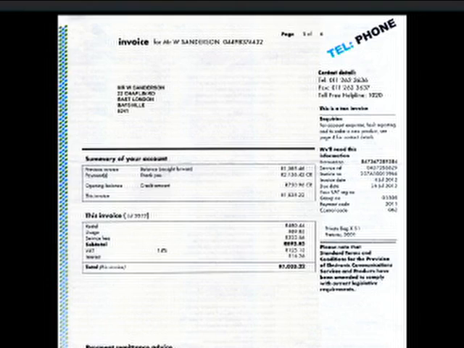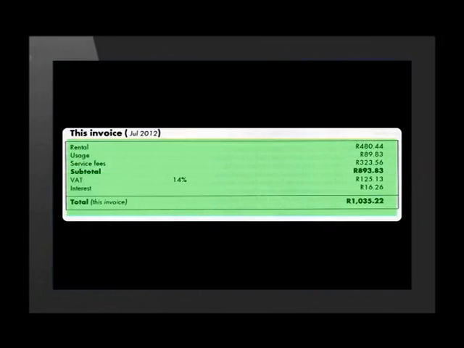Let's look at a statement of account for a landline telephone. A landline telephone account is a detailed utility bill. This invoice usually has a number of pages. This first page has the issue date of the document, the customer's details. It also gives a summary of all the payments and invoiced history.